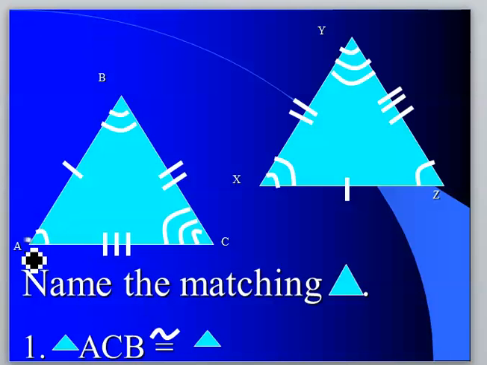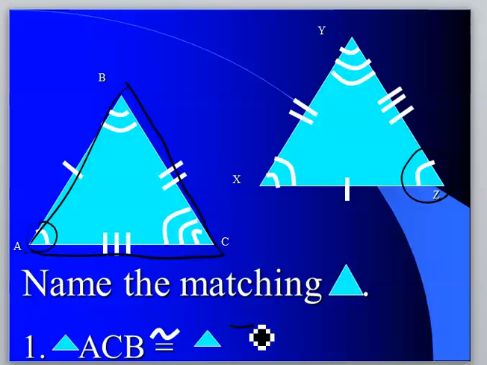So A, single arc, across the triple marks to C, 3 arcs, up the double marks on the side to B, and then close the triangle. I want to keep my other triangle in the same order. So I'm going to start, since A had a single arc, I'm going to start at Z. It also has a single arc. Then we went from A to C. We went across the triple slash to the triple arcs. So I'm going to go across the triple slash to the triple arcs to Y.